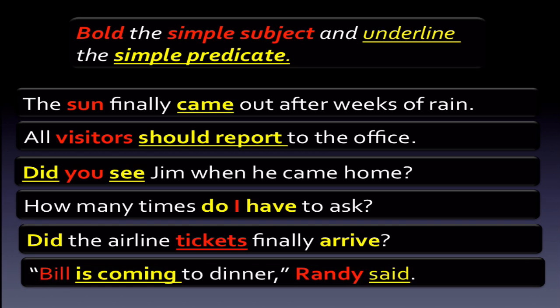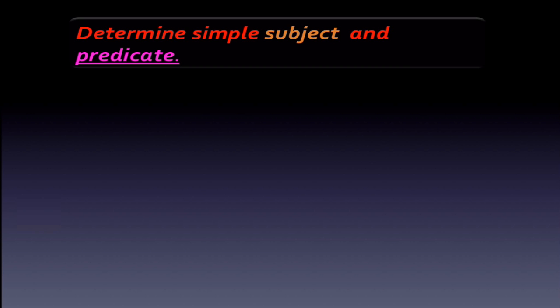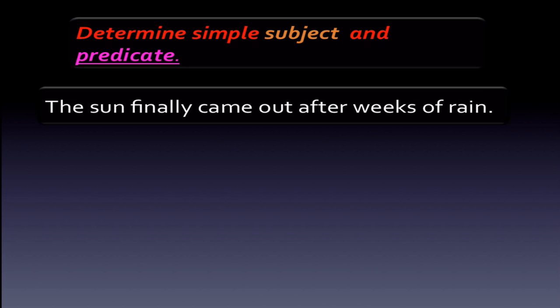Bill is coming to dinner, Randy said. So who's coming to dinner and who said? Bill is coming to dinner, so Bill is a simple subject. Also, Randy said something. So the simple subjects in this sentence are Bill and Randy. The simple predicates are is coming and said. So this is perfect. Now, let's look at these examples that are part of your quiz.